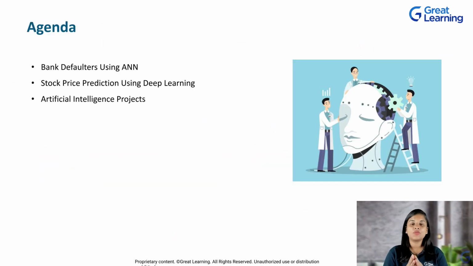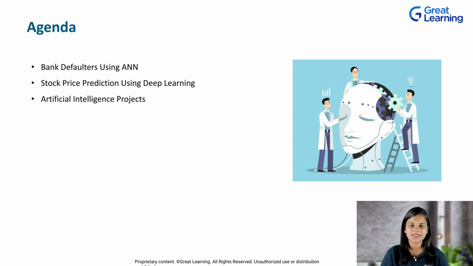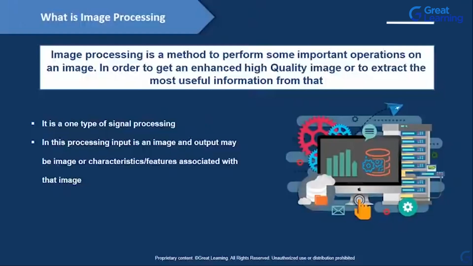So very quickly, let me walk you through the agenda for today's course. In today's course, we are going to look at bank defaulters using ANN, stock price prediction using deep learning, and artificial intelligence projects. So first we will start with what is image processing.